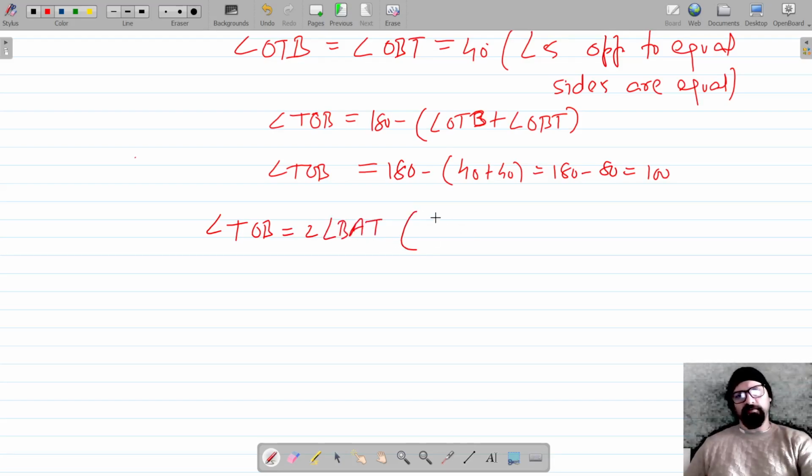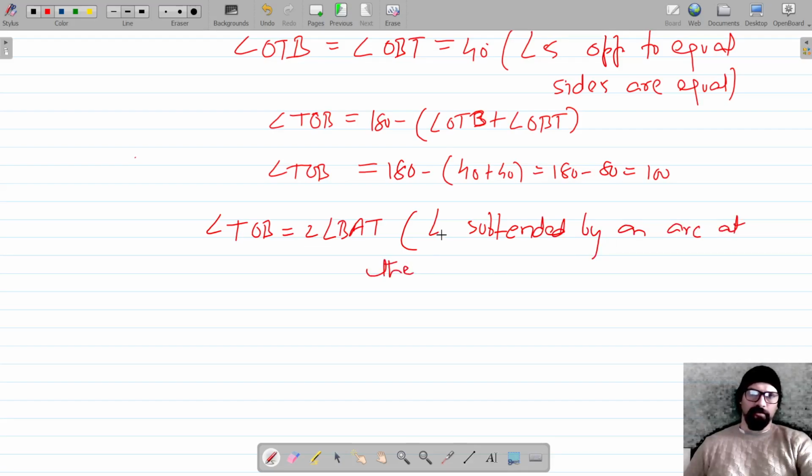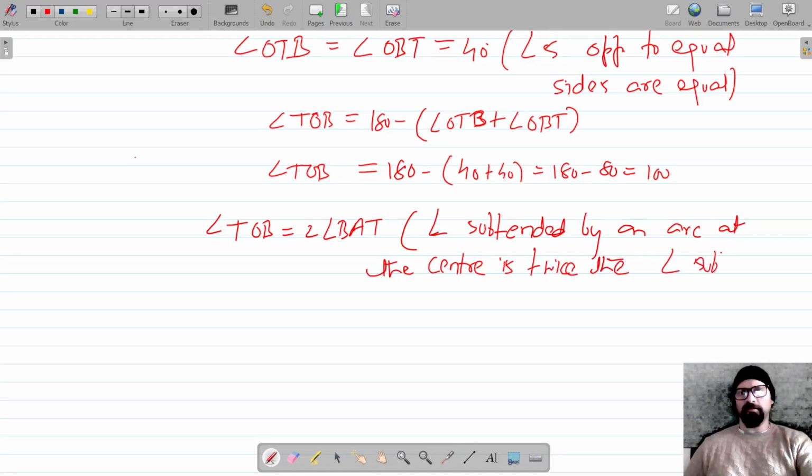The reason being the angle subtended by an arc at the center is twice the angle subtended by it at the remaining part of the circle.